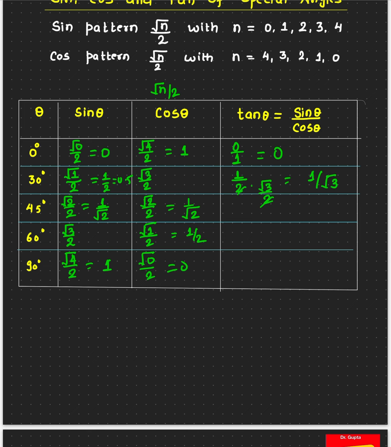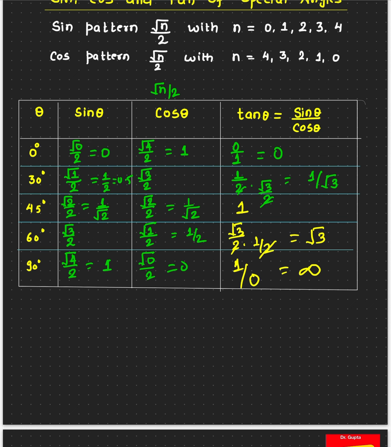For tan 45 degrees, the sine value is 1 over root 2 and the cosine value is 1 over root 2. If you take the ratio, you will get 1. And tan 60 degrees is the ratio of root 3 over 2 divided by 1 over 2. The 2s cancel, and it will be root 3. The last one is 1 over 0. If you divide any number by 0, you will get a very large number, that is infinity. So that's the value of tangent.